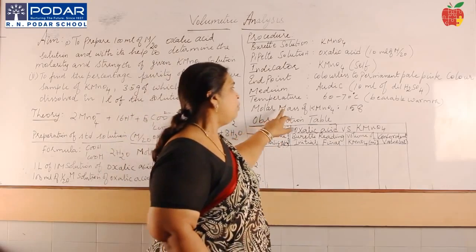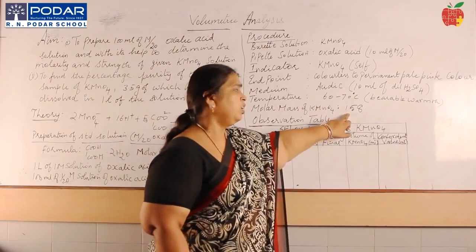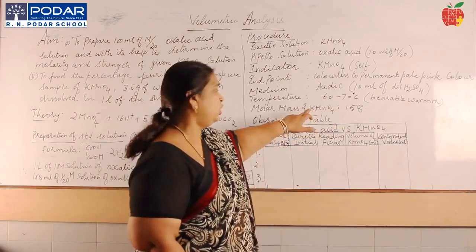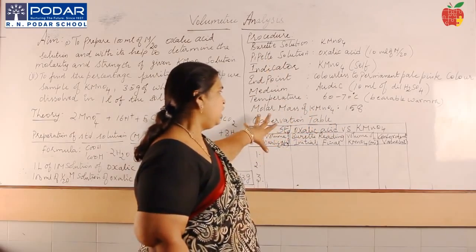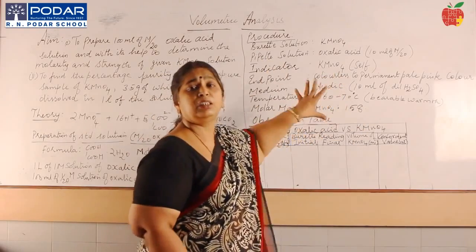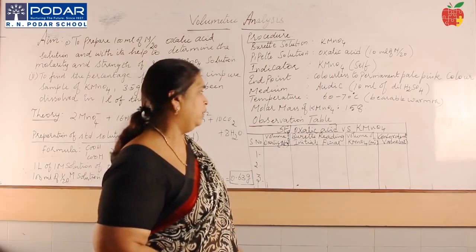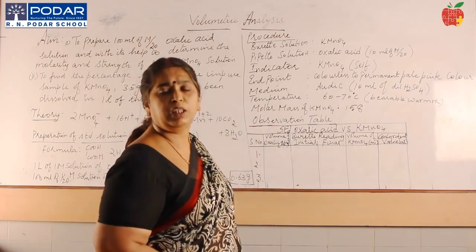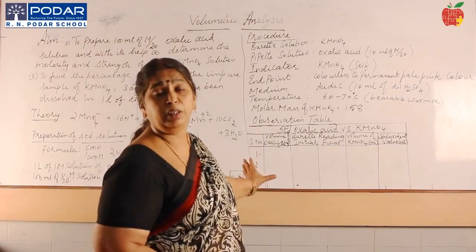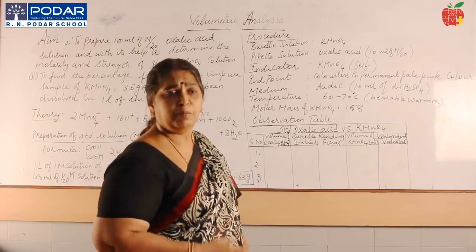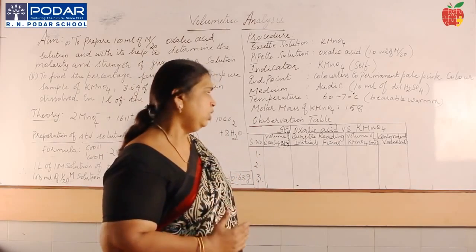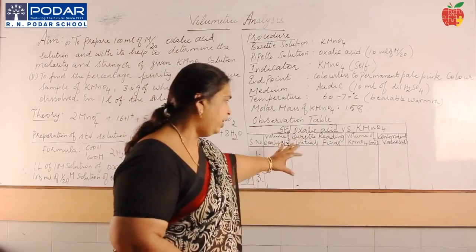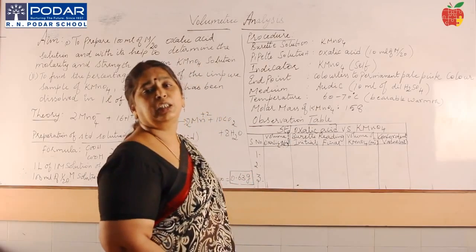The molar mass of KMnO4 is 158 grams, as we know, so you will mention that. And then after writing this, you draw the observation table. This has to be ready. First you have to do all these things on paper, and only then you start performing the experiment. Once your experiment is over, fill in the values and get it attested from the teacher.